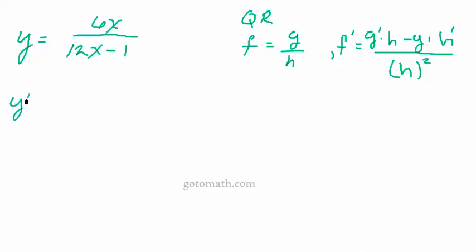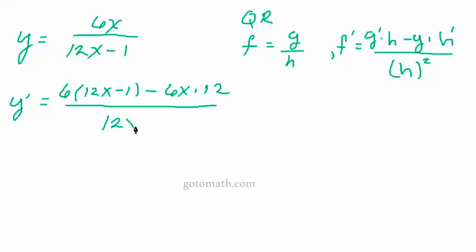So y prime is equal to, so we take the derivative of the numerator, derivative of 6x is 6. Okay, then rewrite next to it the denominator minus, rewrite the numerator, times the derivative of the denominator, and derivative of denominator is just 12, right? Just 12. Okay, and then that's all over 12x minus 1 quantity squared.